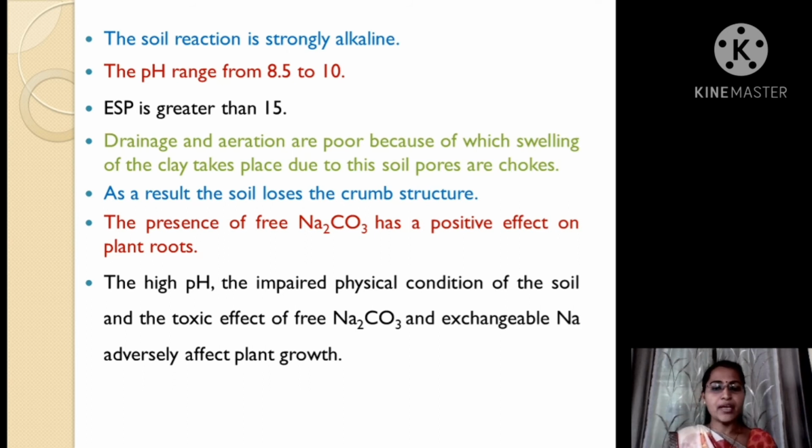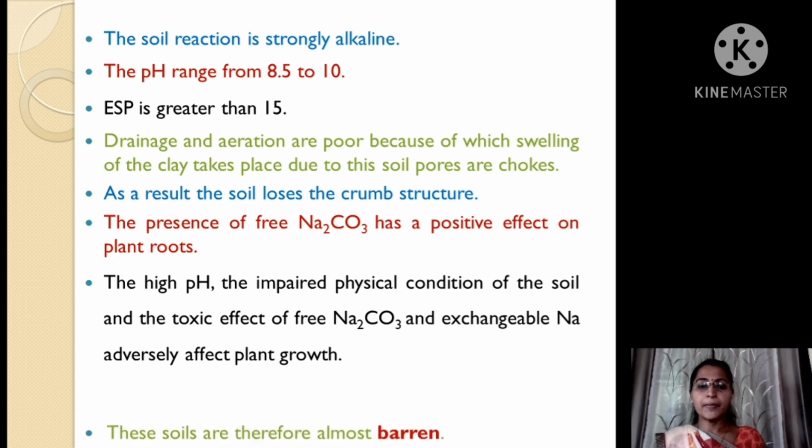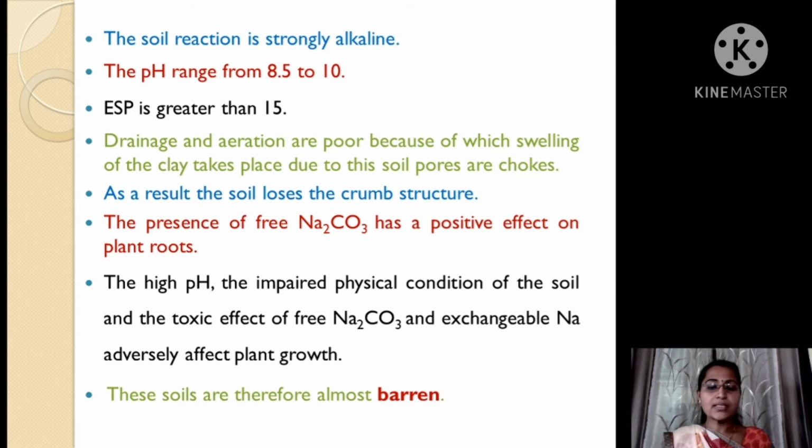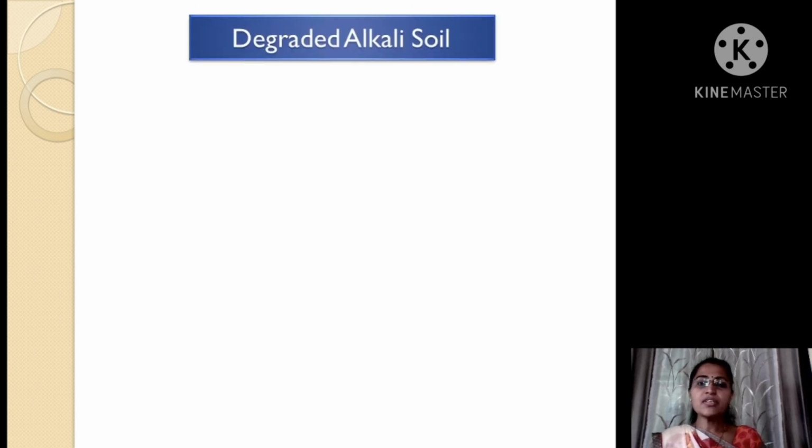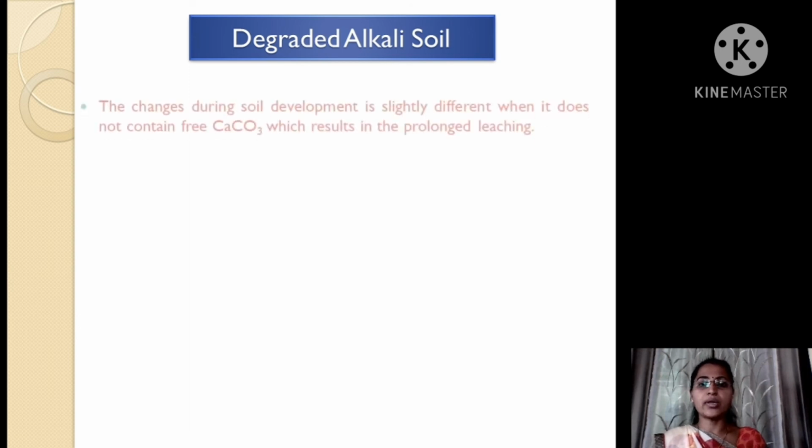Due to the high pH, the impaired physical condition of the soil, and the toxic effect of free sodium carbonate and exchangeable sodium, plant growth is adversely affected. These soils are therefore almost barren soil. Then we see the next type of soil, that is degraded alkali soil.